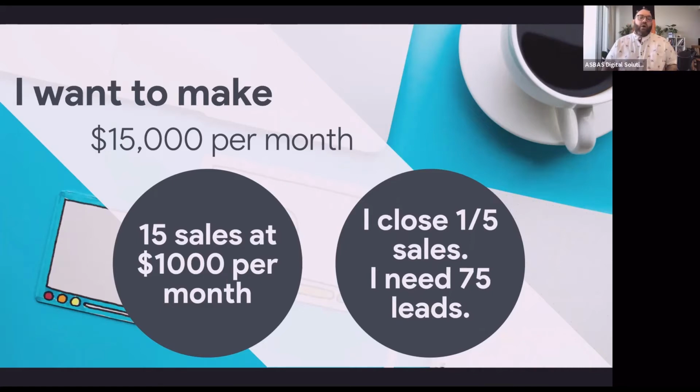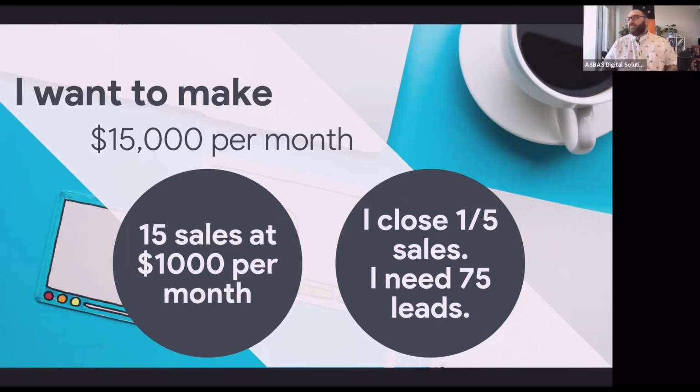Now I need to get one of those every day for 15 days to make that $15,000 per month, which means I need 75 people to come into that shop so that I can close 15 of those. 15 times 5 is 75, remember? So if I want to make $15,000 a month, I need to attract 75 people to walk through the door, and I have to be good enough to close a deal at $1,000 with at least 1 out of 5, or 15 of that 75.